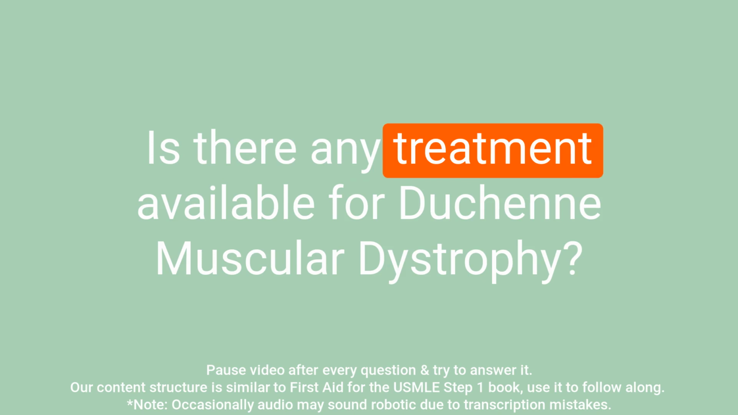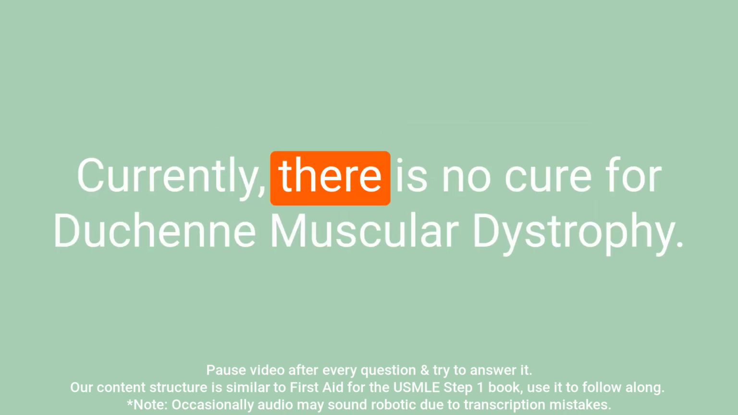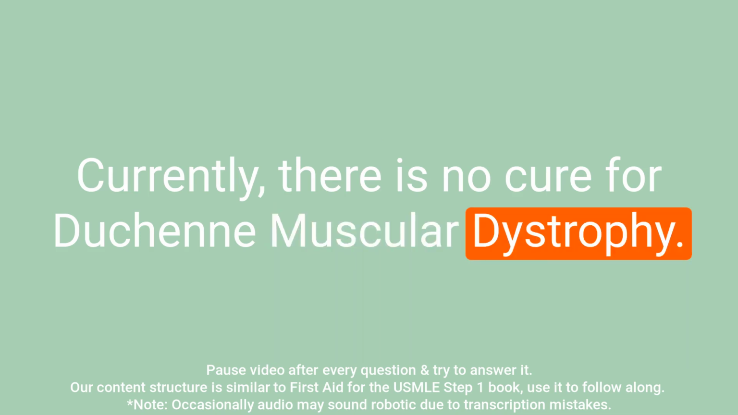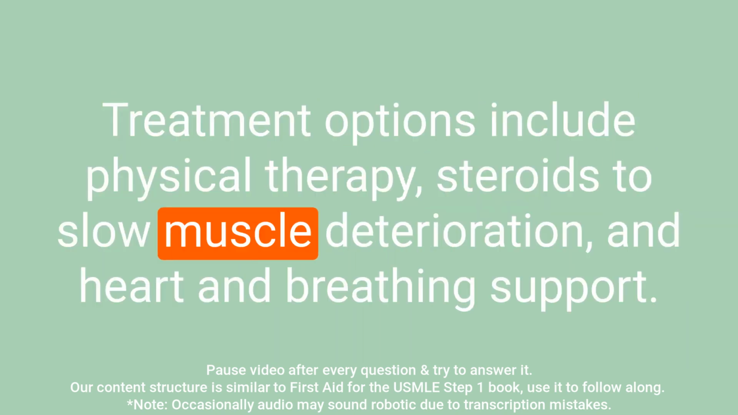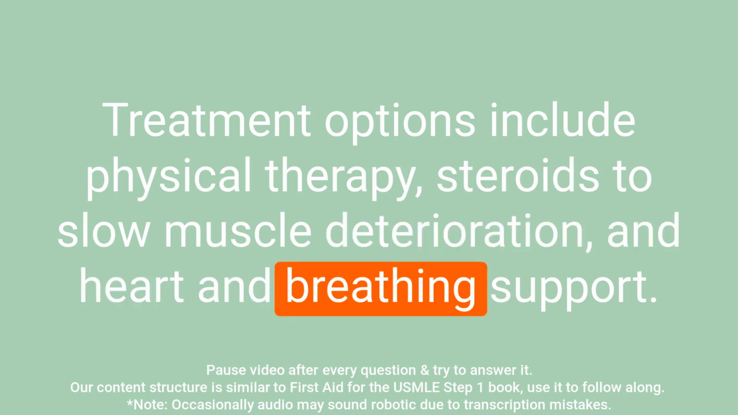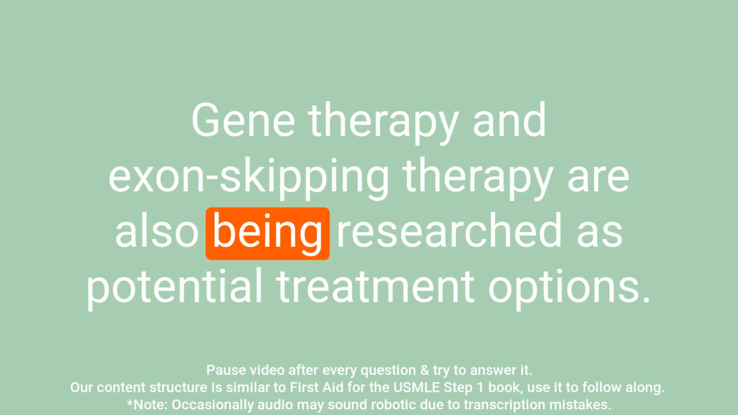Question: Is there any treatment available for Duchenne Muscular Dystrophy? Answer: Currently, there is no cure for Duchenne Muscular Dystrophy. Treatment options include physical therapy, steroids to slow muscle deterioration, and heart and breathing support. Gene therapy and exon skipping therapy are also being researched as potential treatment options.